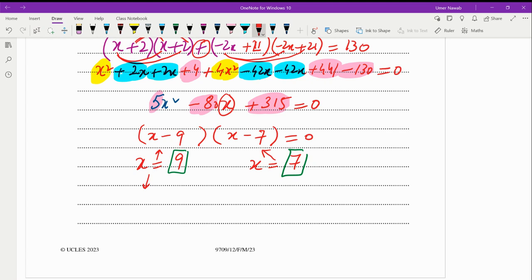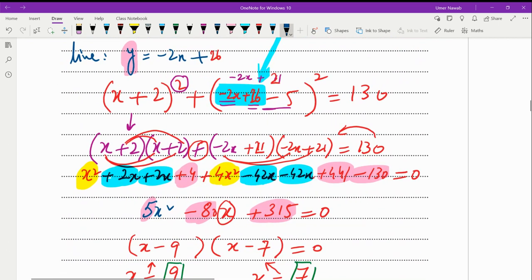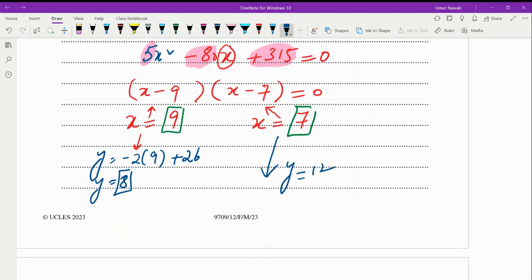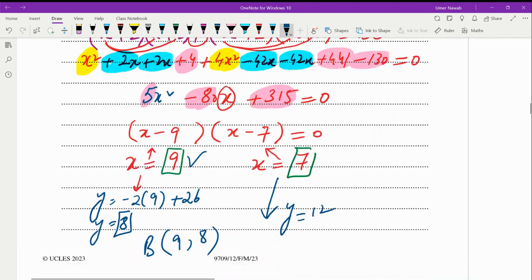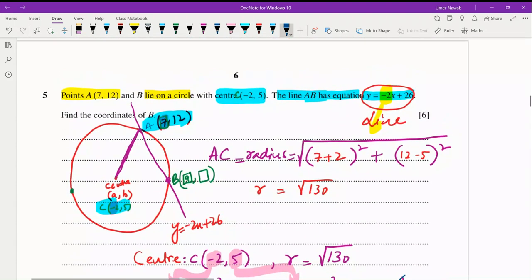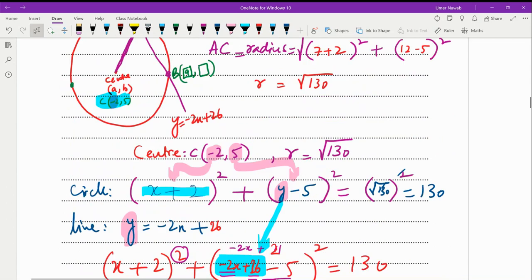So to substitute it into the equation of a line, I will put here y equals minus 2. In the place of x, I substitute 9 plus 26, and then finally it will give us 8. No need to get this one because I already know my y coordinate will come to me 12. This point is already given by the examiner. So hence the coordinate I wanted to find, this is 9 and this is 8. So we are done with the equation of a circle question, which was the fifth question in this exam.